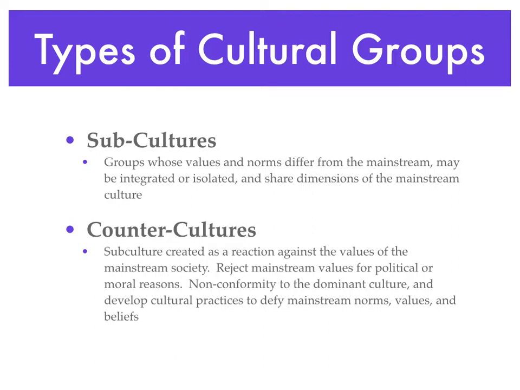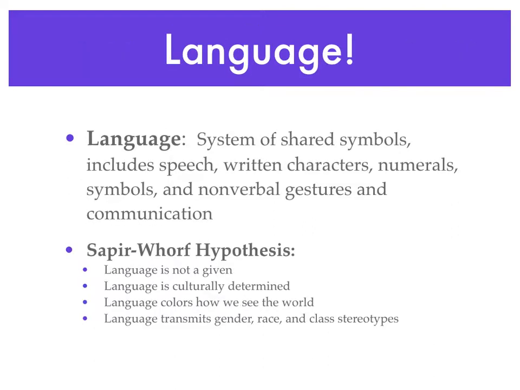All right. So then let's think about language, and I'm going to spend a few minutes now talking in particular about language in detail. Language is a system of shared symbols, and it can include speech, written characters, numbers, symbols, and nonverbal gestures as forms of communication. Language is this really complex thing that comes at you in written, physical, and oral forms, right? And so there's this theory called the Sapir-Whorf hypothesis.